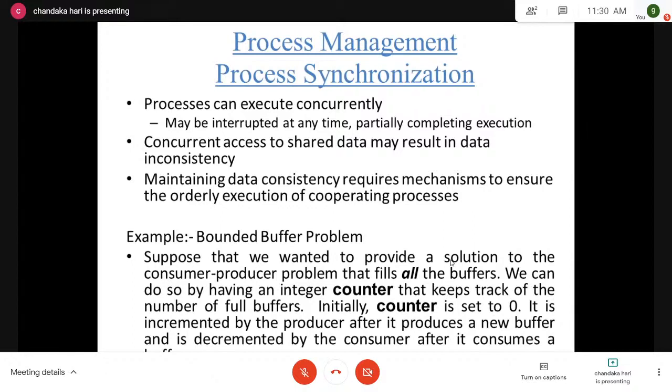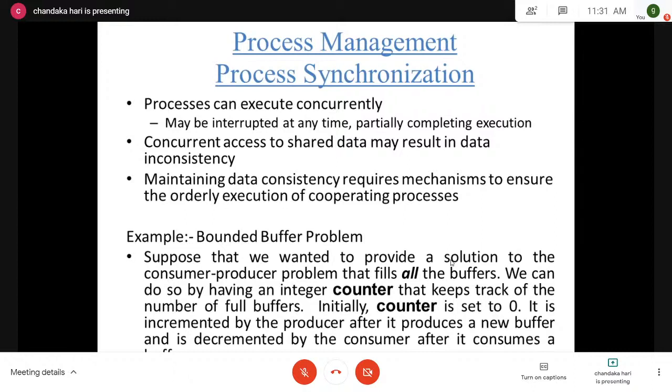That implies the CPU's control is switching from one process to another process before completing the execution. Suppose while executing a low priority process, whenever a high priority interrupt is encountered, the low priority process is preempted and the response is given to the high priority one.